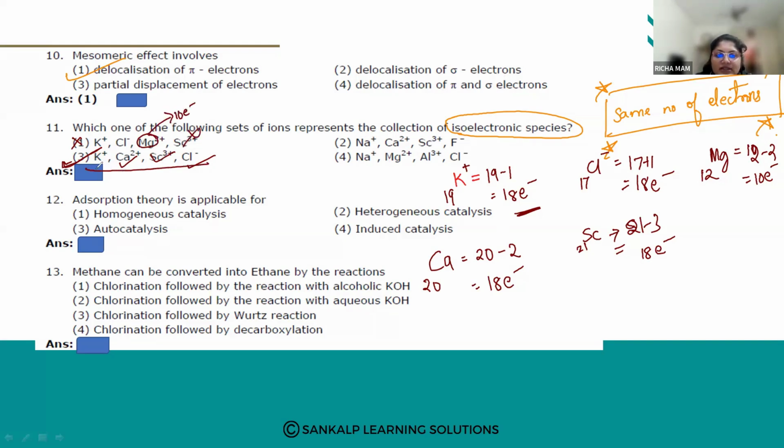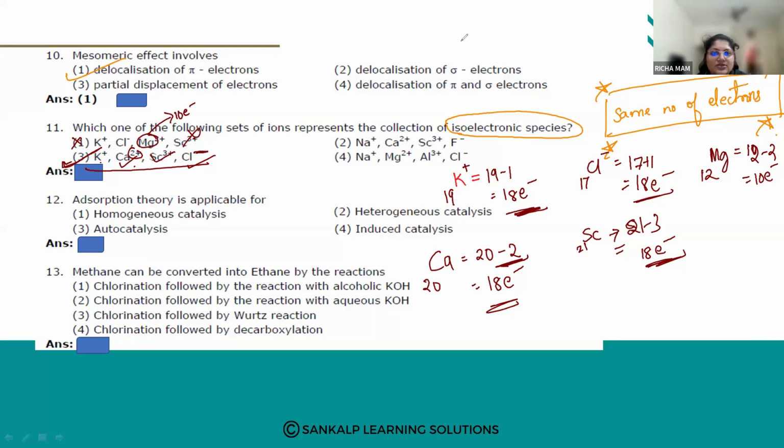But when you see set 3, K plus is 18. Calcium is 18, plus 2 means you are subtracting that many. Scandium plus 3, so 21 minus 3 is again 18. Chlorine minus, so 17 plus 1 is 18. So option number 3 is the correct answer.